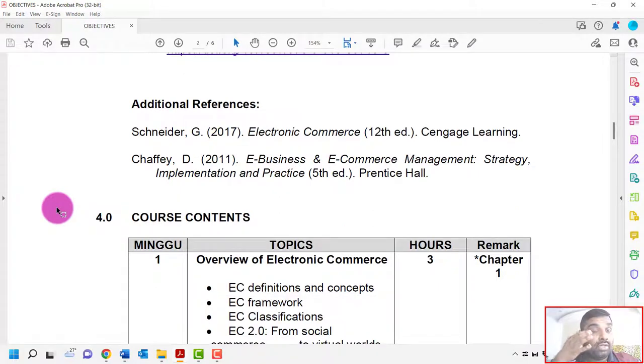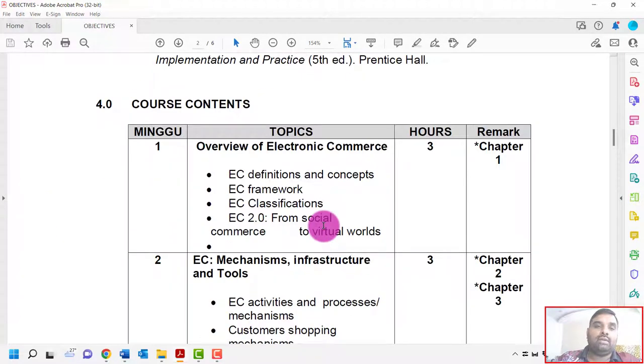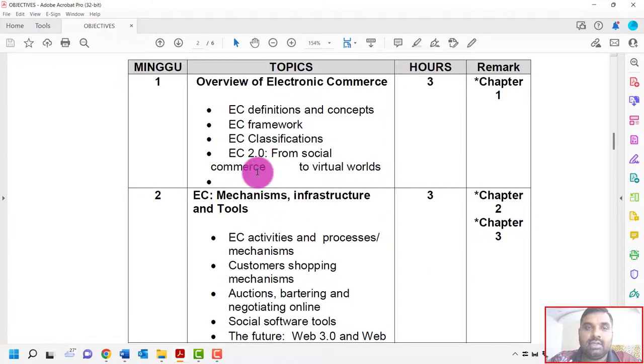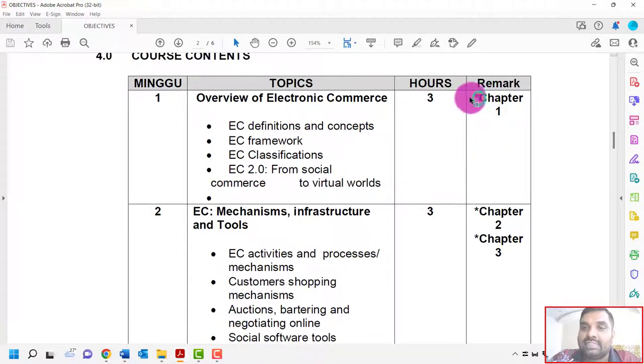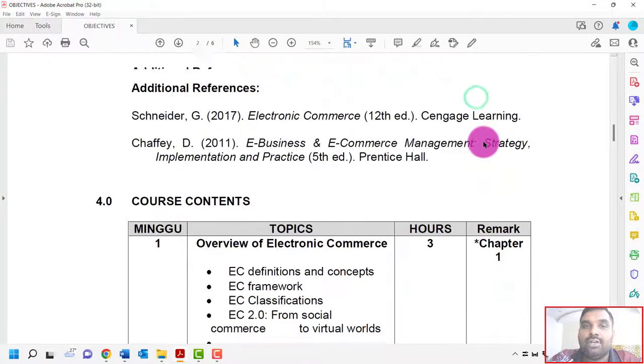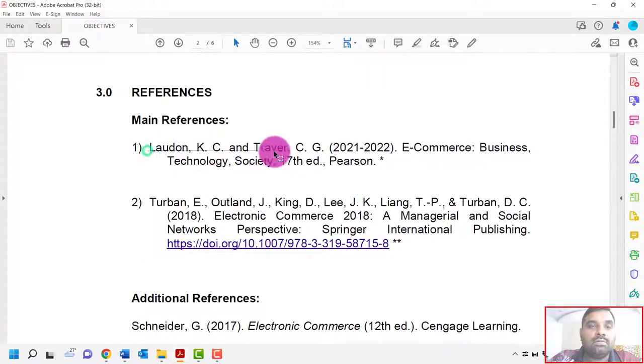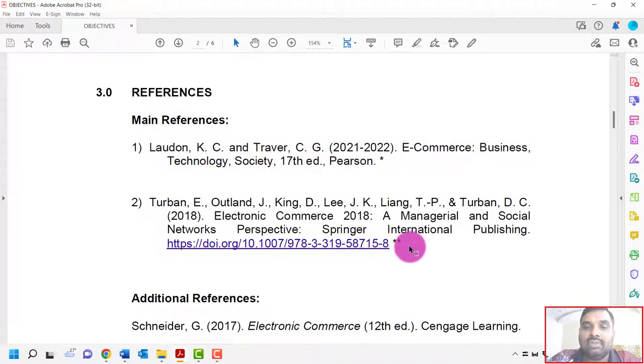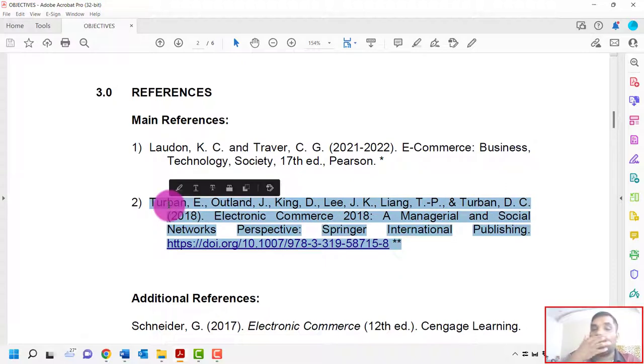If you want to read, you can get it, but there are a lot of new versions. Okay, for the course contents, all together there are 14 chapters. So what does the asterisk mean? The single asterisk refers to this book. If it is a double asterisk like this, it refers to this textbook. So you have to get the notes from this textbook.